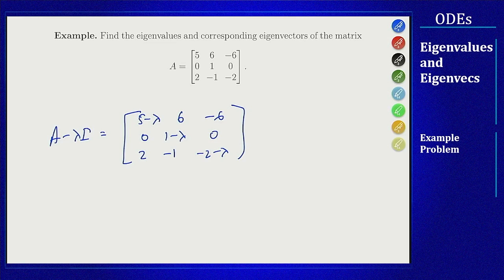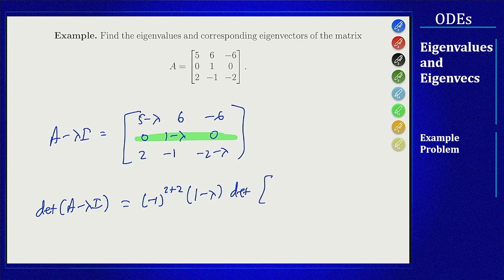Now to find this determinant, we want to figure out the best row to expand along. In this case, we want to expand along row 2 because row 2 only has one non-zero entry in it. And so the determinant of A minus lambda I will be given by expanding along row 2, meaning the only entry we care about is row 2, column 2: negative 1 to the 2 plus 2 times that 1 minus lambda times the determinant of the remaining 2 by 2 matrix, 5 minus lambda, minus 6, 2, 2 minus lambda.